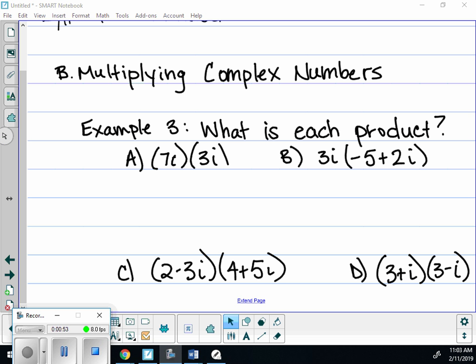One where we just have the imaginary portions multiplied together. One where we have an imaginary portion times a complex number with both parts. And then two where we have both the real and imaginary parts multiplied together, okay? So what is each product? What is 7i times 3i? Guess?